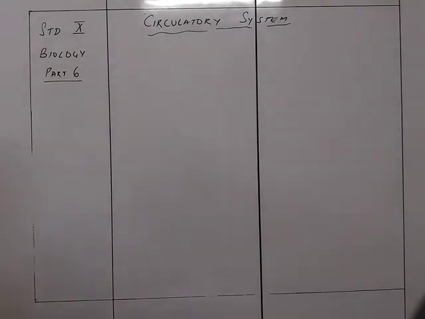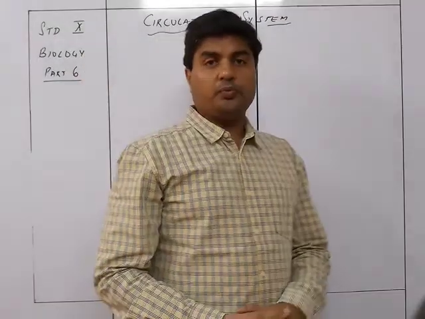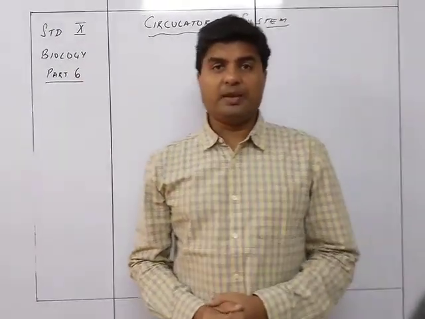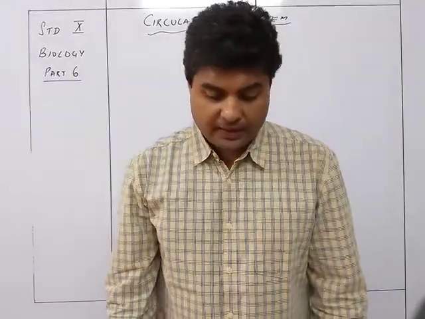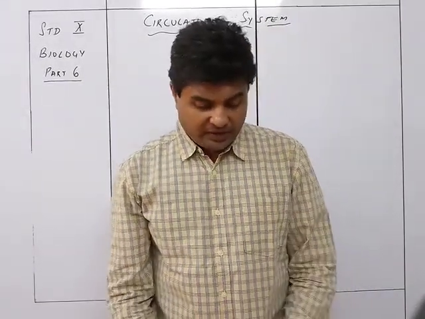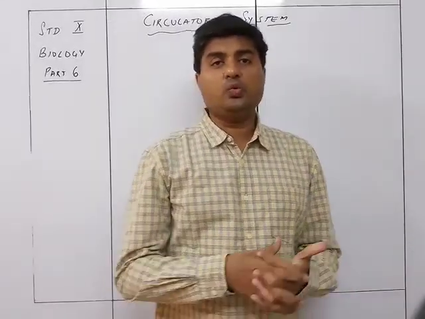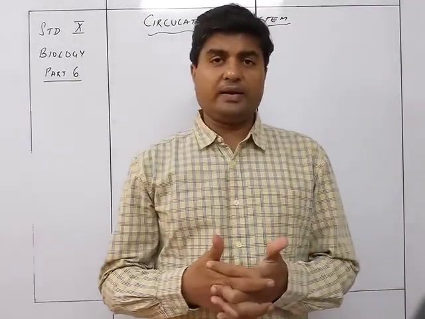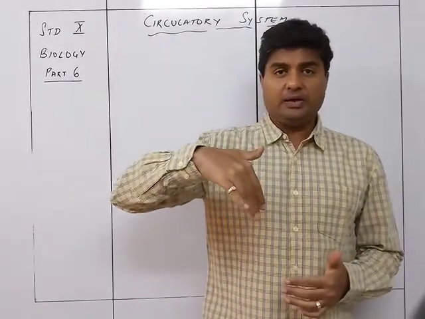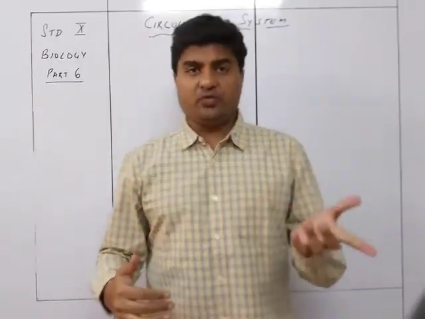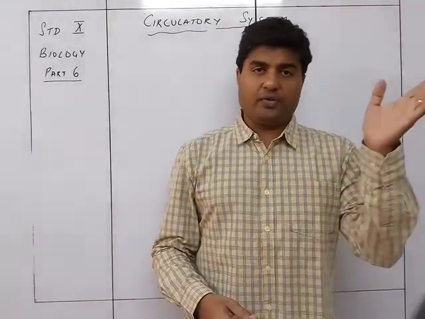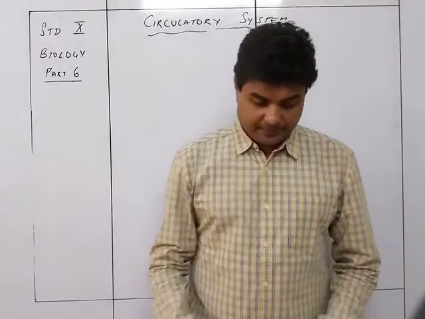So we continue with our circulatory system. We have already seen how the blood flows into the heart and in and out of the heart. Now we see the blood vessels which are connected to the heart. So we see the two ways. One is the one which is entering into the heart. What is entering the heart is called a vein, and the one which is going away from the heart is called an artery.